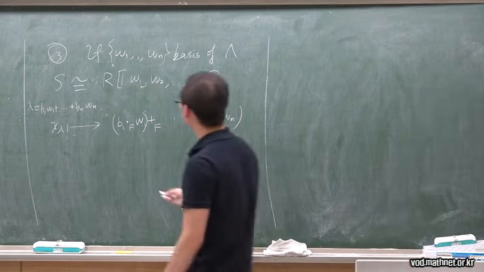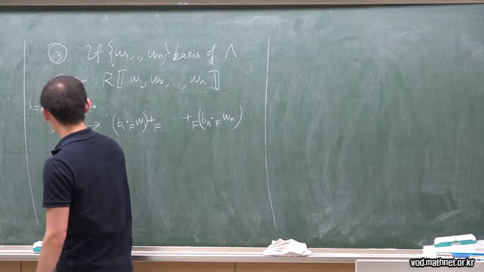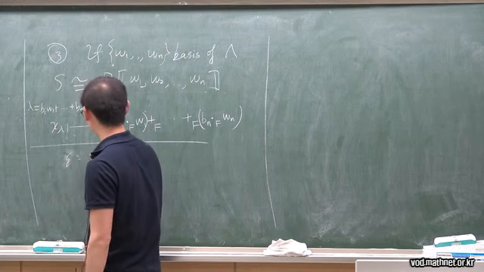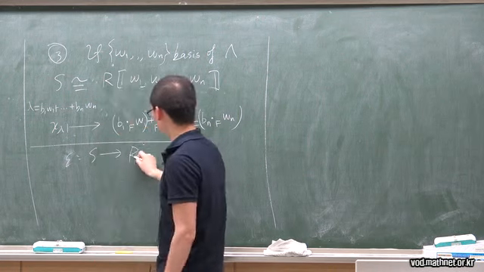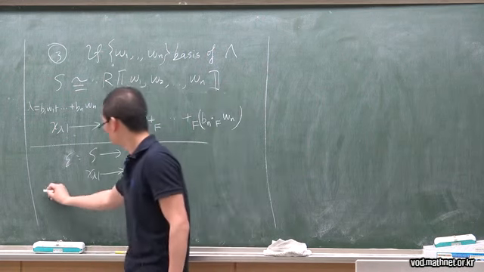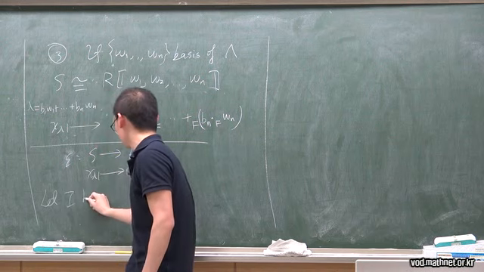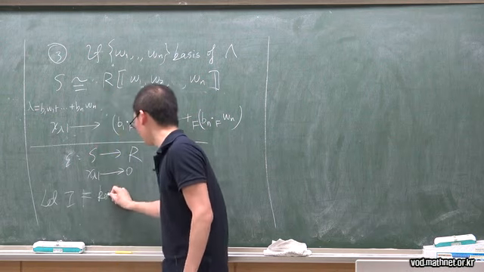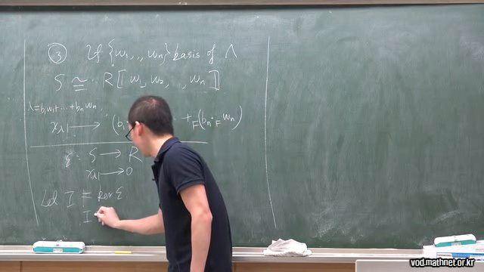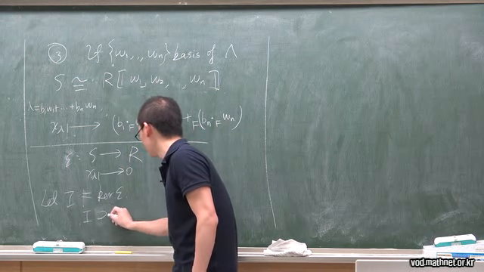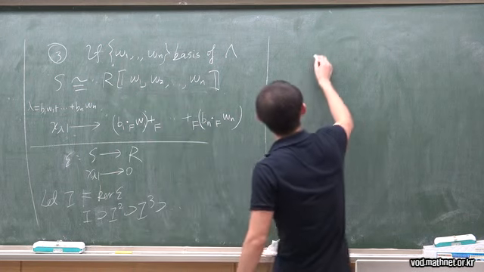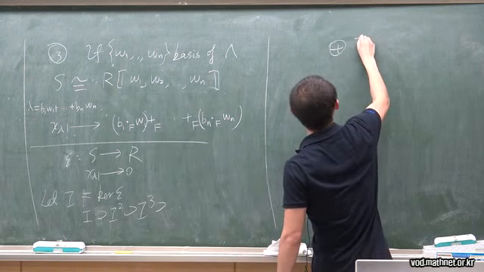In fact, you can define this map epsilon, the augmentation map into R, sending x lambda to 0. Let I be the kernel of epsilon, and you can consider the filtration I contains I squared contains I cubed. Then you can consider the associated graded ring.